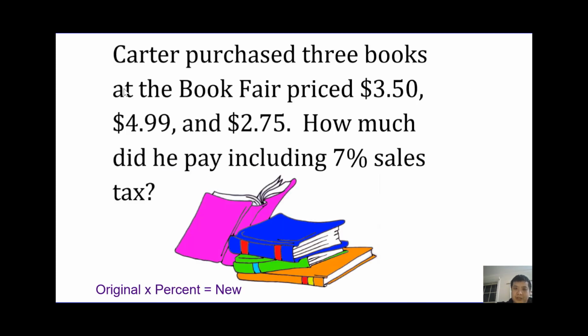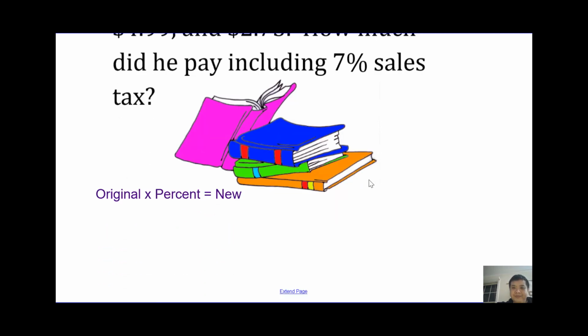Carter purchased 3 books at the book fair priced $3.50, $4.99, and $2.75. How much did he pay including the sales tax? So we're finding how much he paid overall including the 7% sales tax. Go ahead and try this one out on your own.